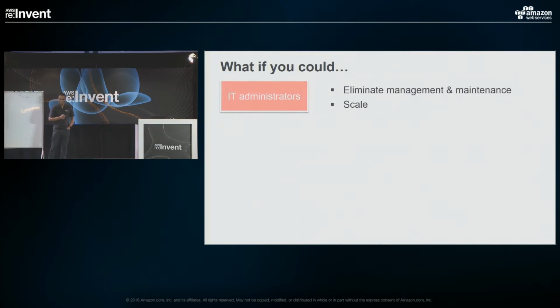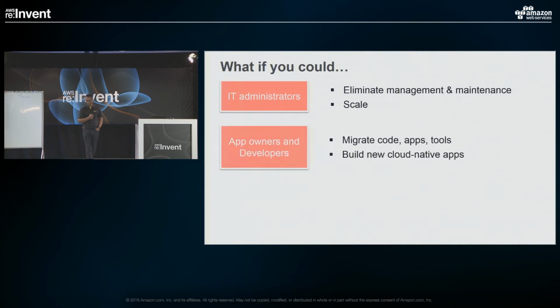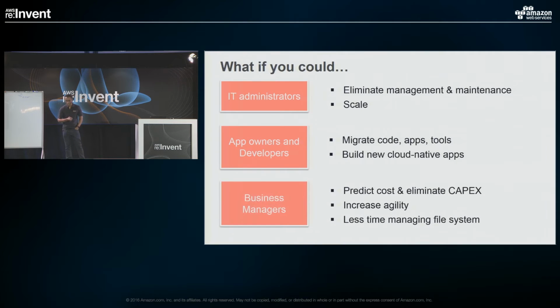So what if we could eliminate all of those issues and make it easy to consume a shared file system? What Amazon's done is basically eliminate any sort of management and maintenance related to a shared file system. And it's a shared file system, as we'll see, that can scale into the petabytes. If you're an application owner or developer, EFS will simply work with your existing applications. And more importantly, you never have to wait for IT to provide the storage that you need. If you're a business manager, you can trade CapEx for operational expense and pay as you go.